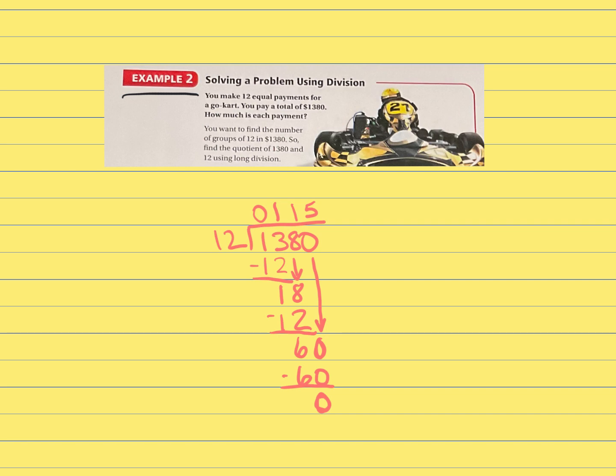The next example will show you with a remainder. So now it says each payment will have to end up being, because that's what we're trying to figure out, is how much is each payment. We know that we got 115. You need to make sure you change it to dollar signs. The $115 each payment would be the correct answer.